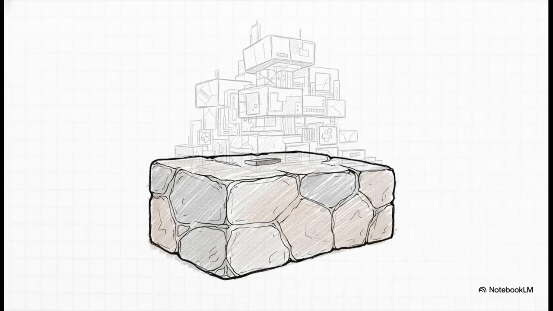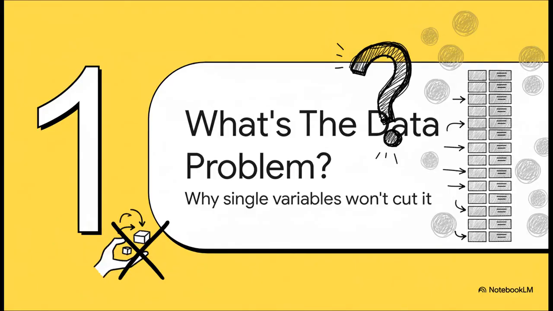Well, the answer isn't some super fancy, cutting-edge new thing. Nope. It's actually one of programming's oldest and most fundamental tools, something that's been at the core of computing for a very long time. Okay, so let's get right into the problem.